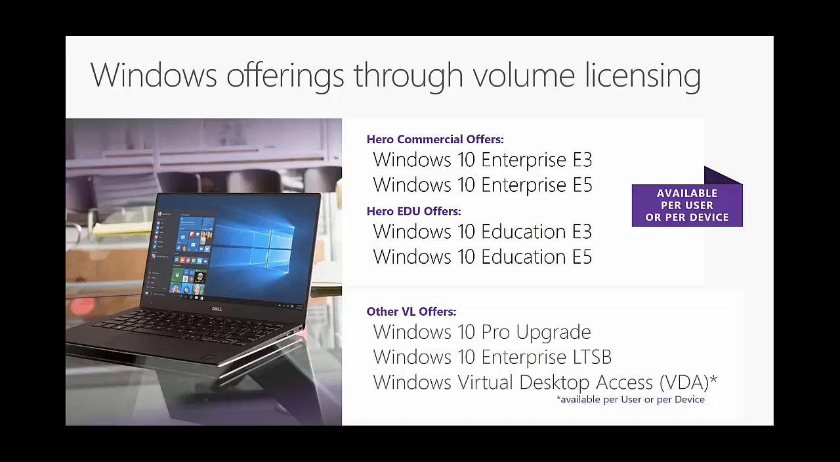There is still the option to upgrade to Windows Pro through volume licensing, and also get the Windows Enterprise long-term servicing branch option, and there's also the VDA option if you're virtualizing within your network. One thing I want to note, I'm running short on time here, so I'm trying to move through this information. Long-term servicing branch is something that you want to be careful using in a production environment.